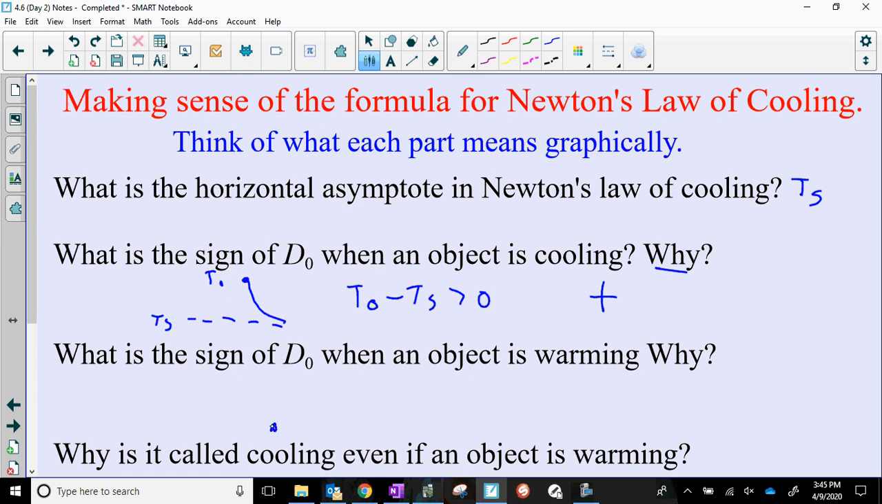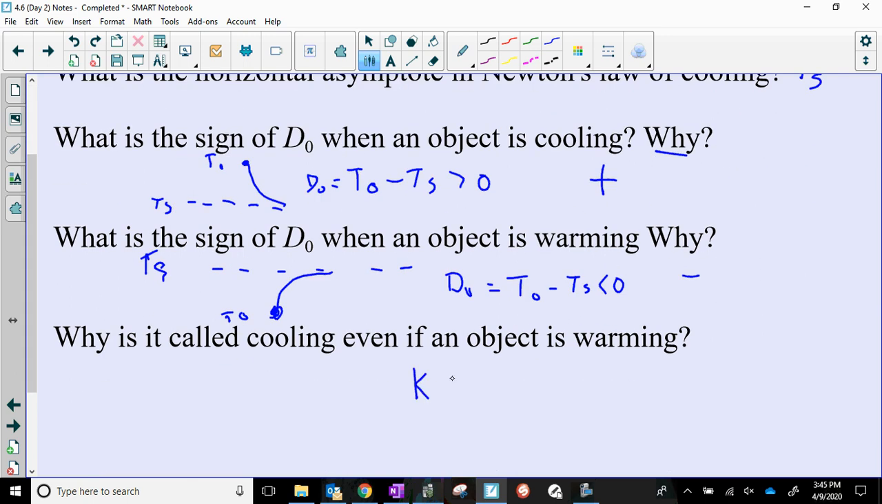So what if it's warming up? So here's your initial temperature. Here is your surrounding temperature. So T sub 0 would be the initial minus surrounding. So if it's below the surrounding, you subtract it, you are going to get a negative. Why is it called cooling even if it's warming up? Because your rate is less than 0. If you put it as a plus, you'll always see a negative in the exponent.